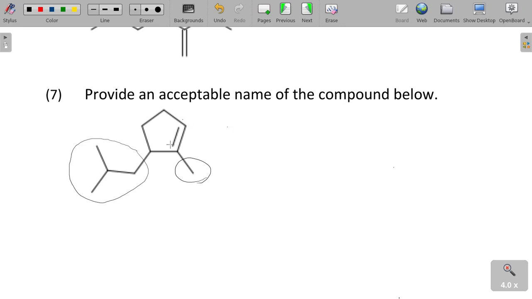All right, but it is going to be cyclopentene, so I know that one of those two positions is the number 1 position, and that would be this one is the number 1 because it has a substituent off of it. So 3, 4, 5.